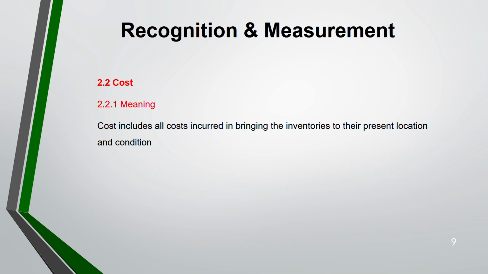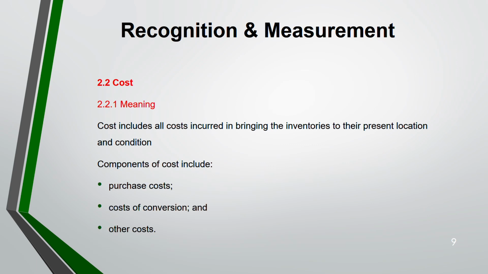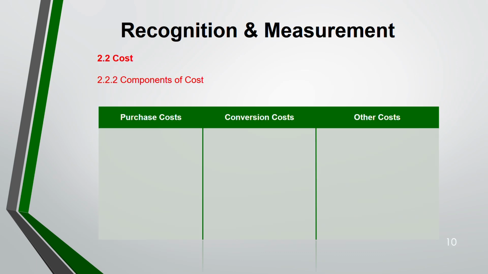Cost includes all the costs that are incurred in bringing that inventory to its present location and condition. Components of cost: purchase cost, cost of conversion, other cost. In your exam, you will be given this cost. Okay. You have to decide what to capitalize and what not to capitalize. Now, we'll go through the list.